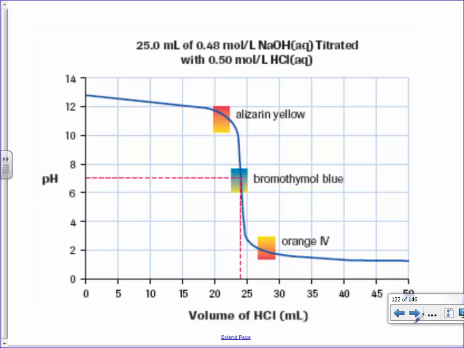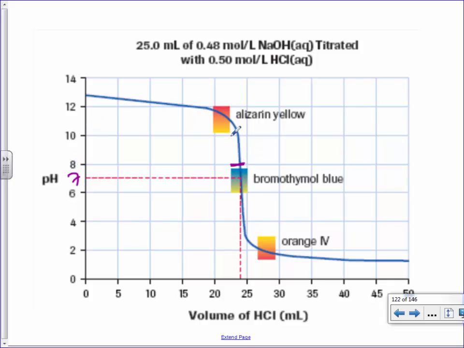Because what's the pH range for phenolphthalein? It goes from about 8 to 10. So phenolphthalein goes from 8 to 10, but where is probably the inflection point supposed to be? Well, it's probably supposed to be somewhere around 7 in a lot of cases, right? So we actually cheat sometimes when we use phenolphthalein because it actually is a little bit too far up.